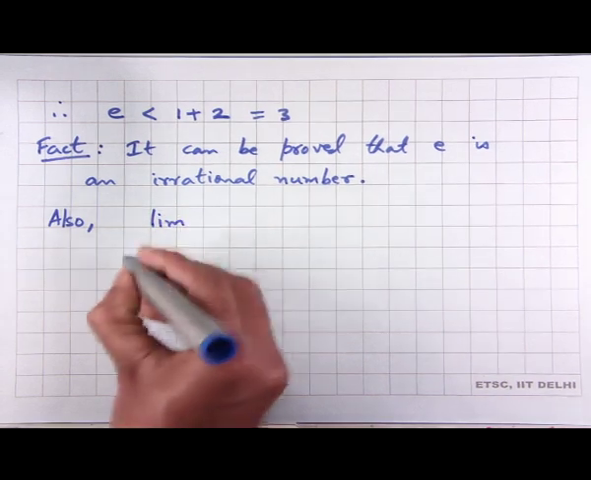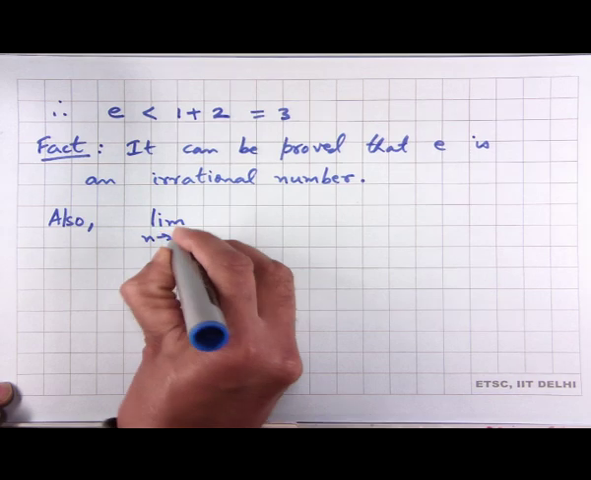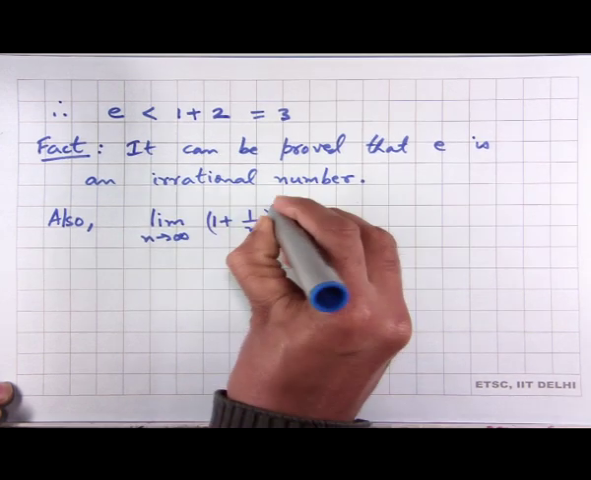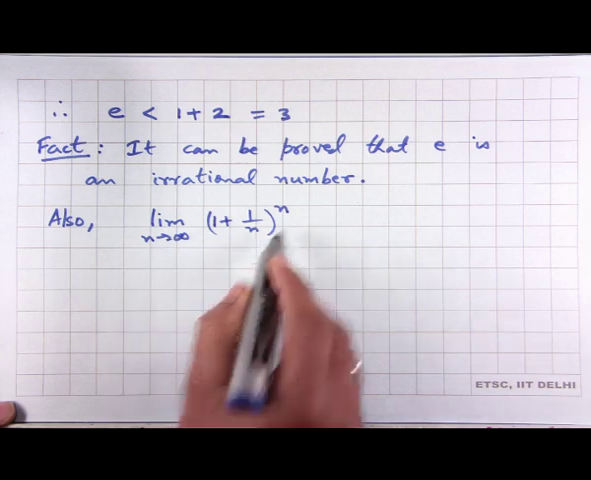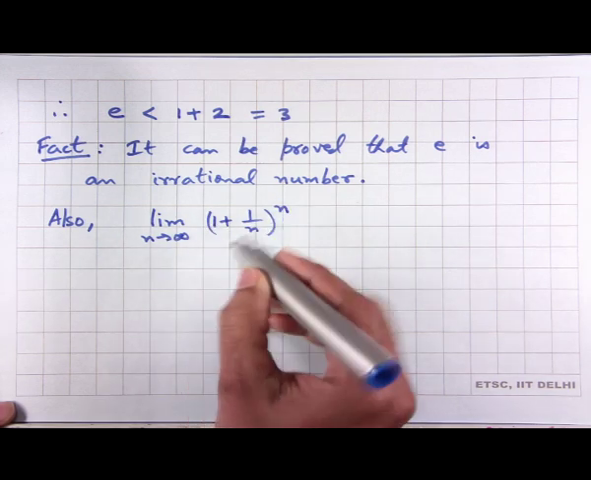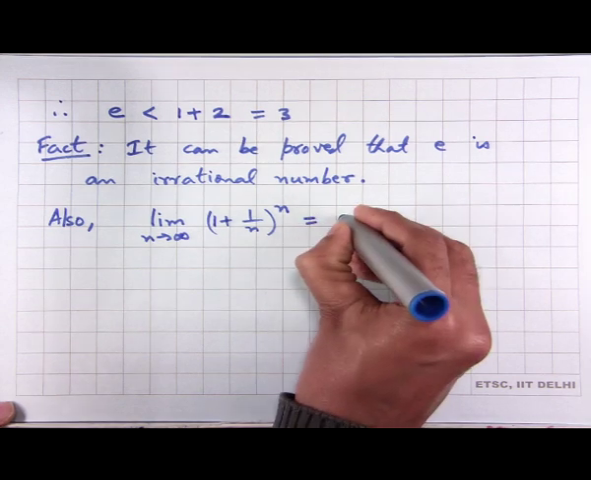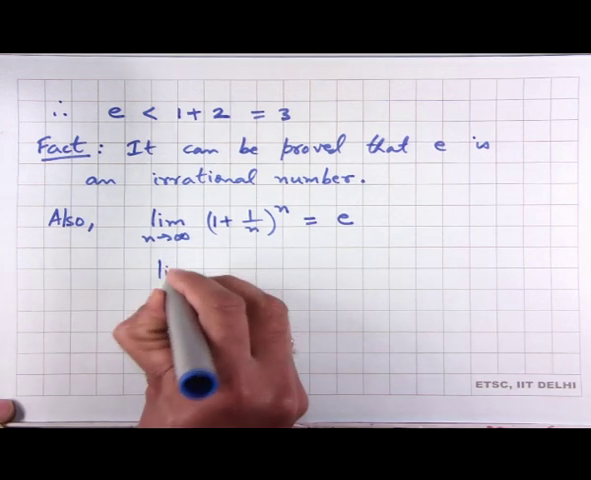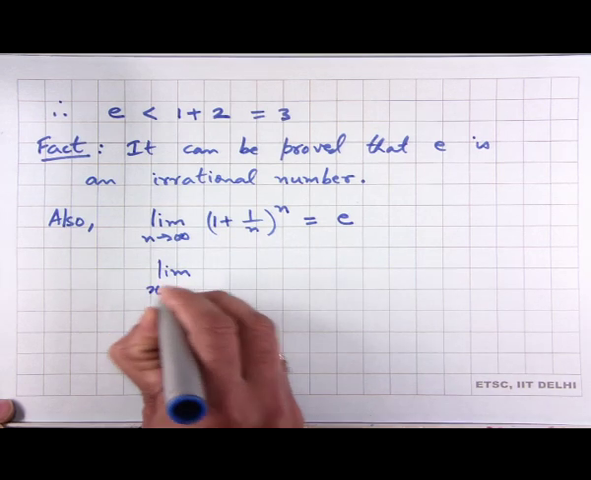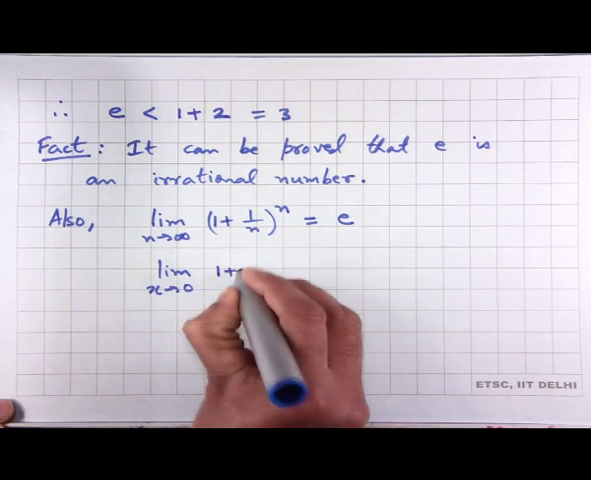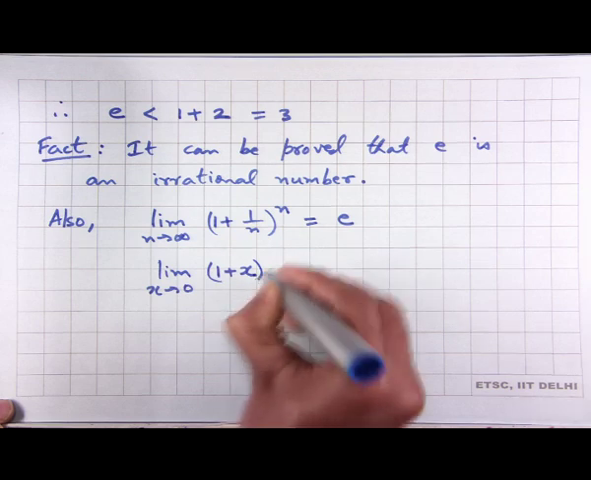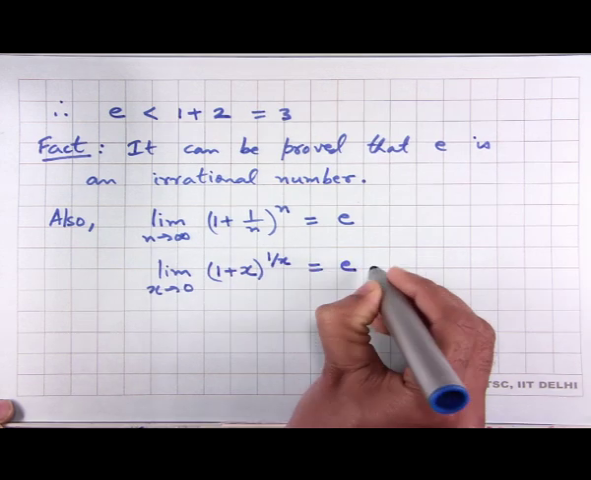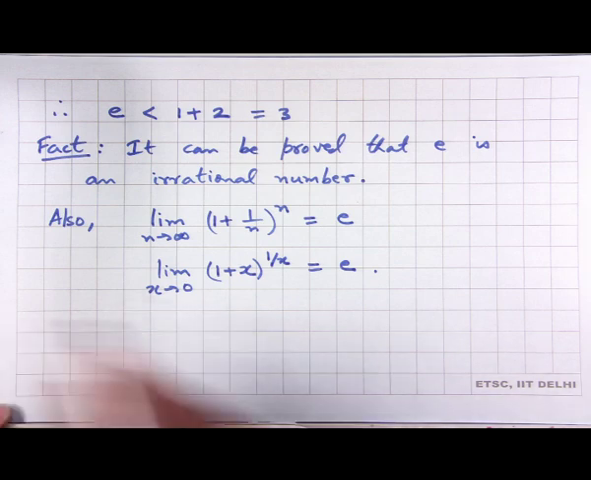Let me write some limits. The limit of n going to infinity of (1 + 1/n)^n. If you look at the limit of this sequence, it gives us exactly e. And we can also write the limit of x going to 0 of (1 + x)^(1/x), and this is also equal to e. This fact I will not prove right now.